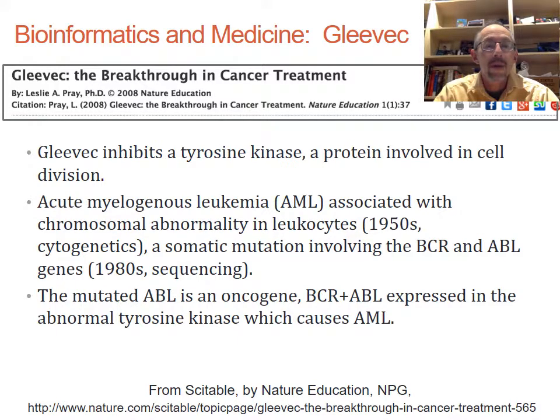So these abnormalities in the cancer cells are a somatic mutation involving the BCR and ABL genes. And that was elucidated in the 1980s through more advanced technologies such as sequencing. The mutated ABL gene is an oncogene, meaning related to cancer genesis. And the two genes, BCR plus ABL together, are expressed in the abnormal tyrosine kinase, which causes or is associated with AML.